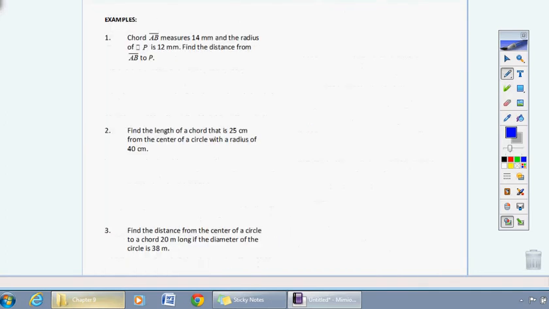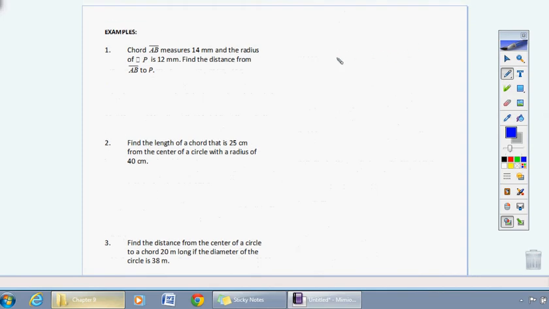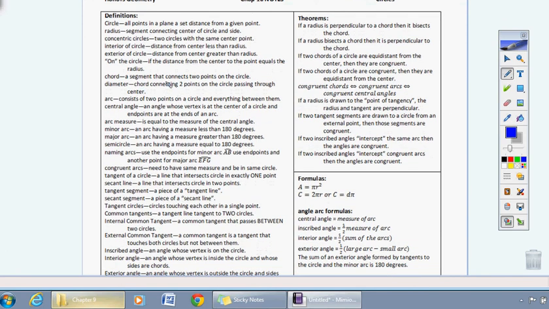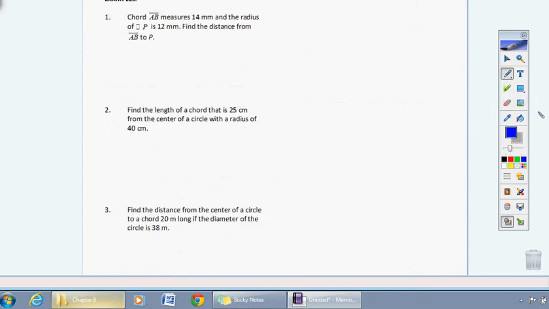Okay, so let's go to the first problem here. The first example says chord AB. So again, if you go back to our notes here, a chord is a segment that connects any two points on the circle. So not the diameter, not the radius, but a chord is just a segment that connects any two points that are on the circle. Not inside the circle, but on the circle.